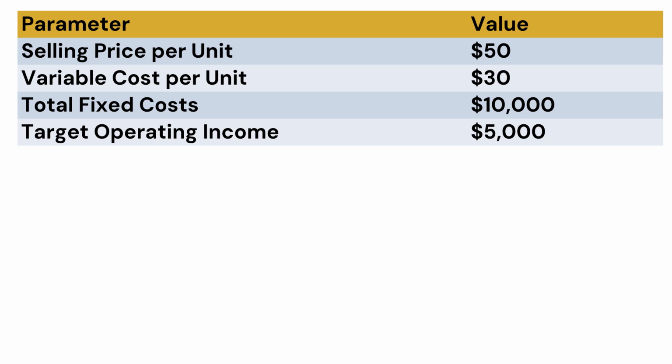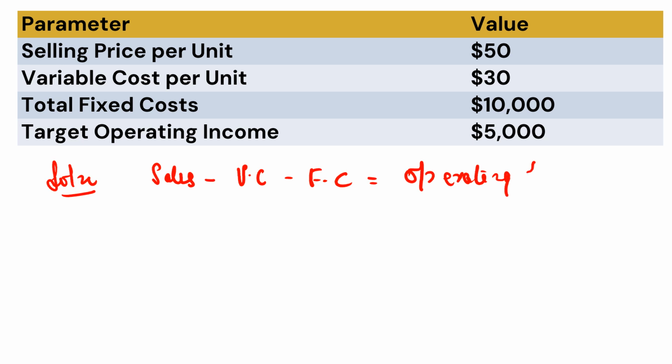We all know that as per the contribution margin statement, how do you find out the operating income? You have the total sales minus the variable cost, minus fixed cost, will give you your operating income. Now let us see here, sales per unit they've given. We do not have the total value of the sales. So let's take it as 50 into X, the selling price per unit times the number of units.